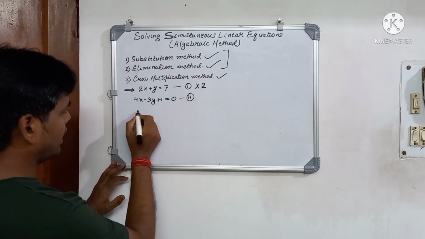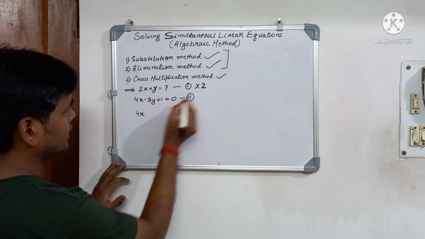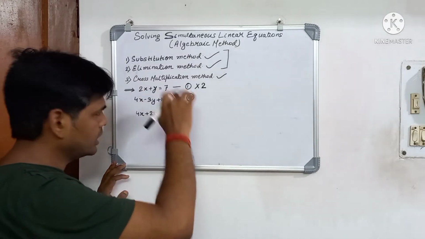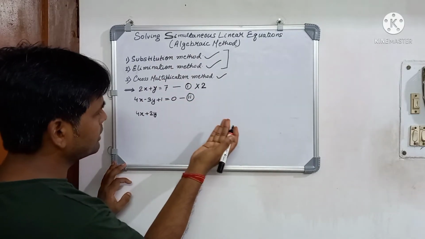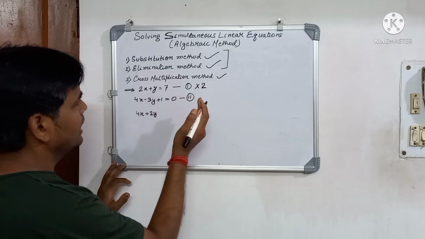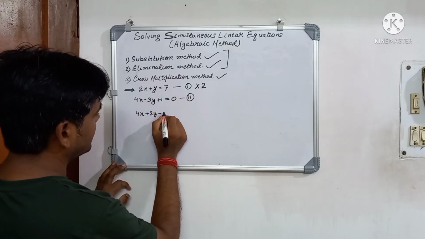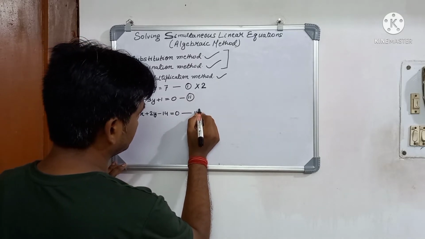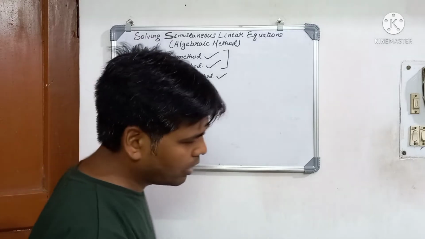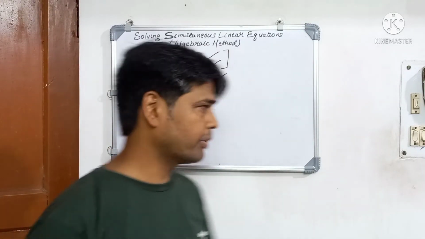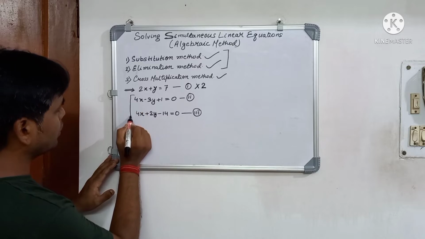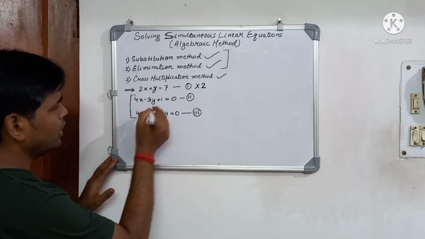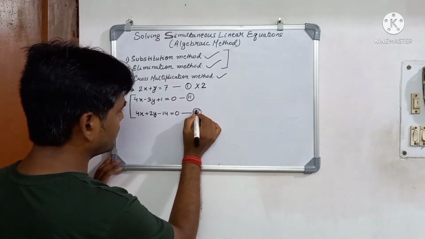As a result, I will get 4x plus 2y, and since here we are having plus 7 just after the equal to sign, I will just bring that value towards the left hand side of the equation, and it will become minus 14, and then the equation becomes 0. So let us assume that this is equation number 3. Now remember one thing, that all the operations will be performed between these two newly obtained equations, that is equation number 2 and equation number 3.